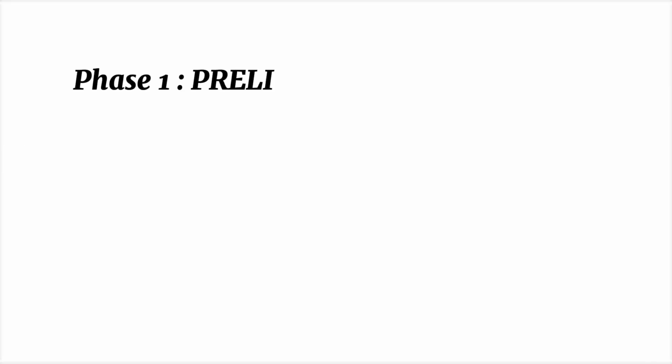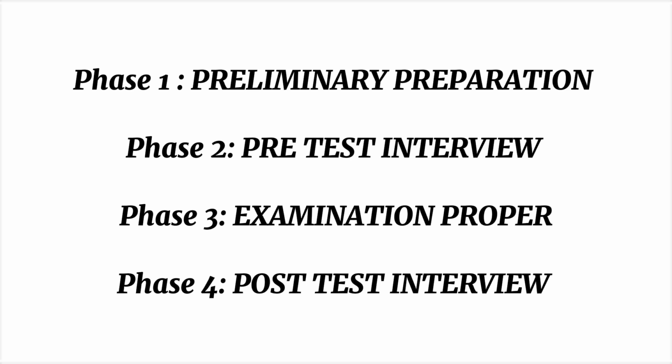Phases of polygraph examination. In polygraph examination, we have 4 phases. The first one is the preliminary preparation. The second one is the pre-test interview or the pre-test phase. The third one is the examination proper, or the in-test phase, and the last is the post-test interview or the post-test phase.